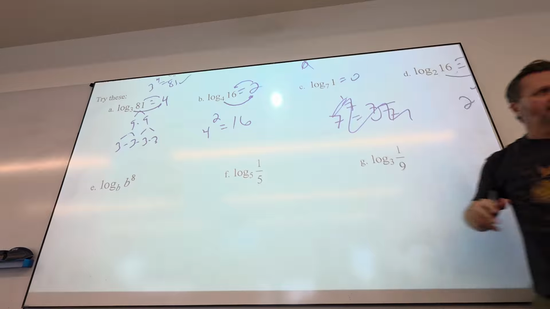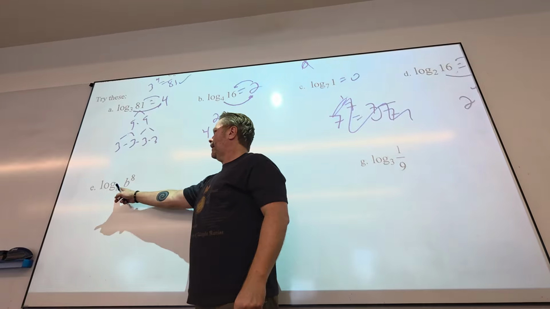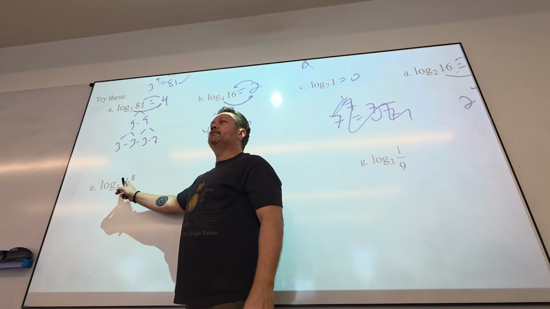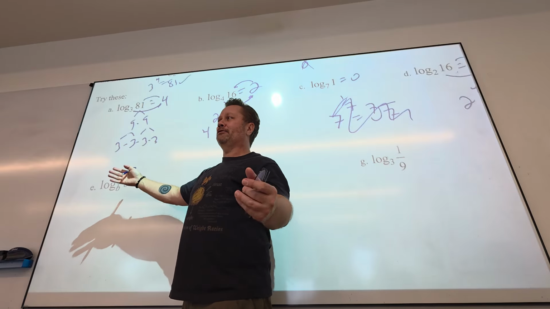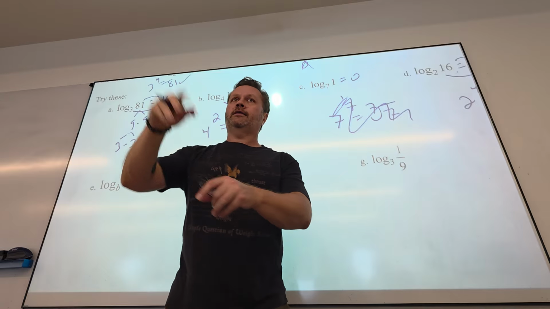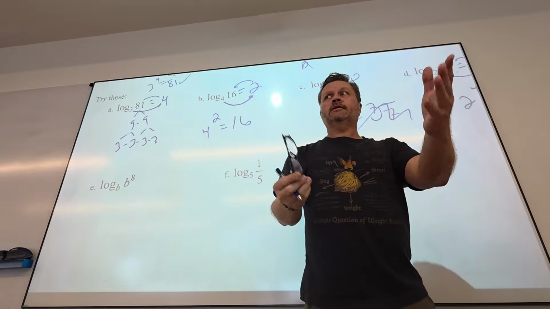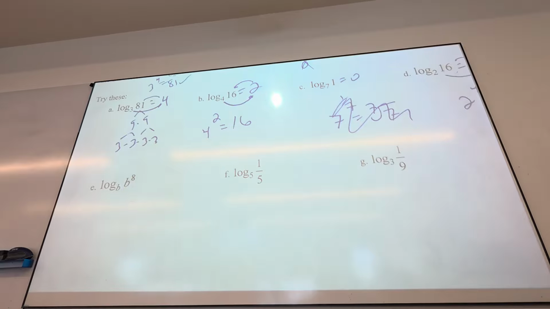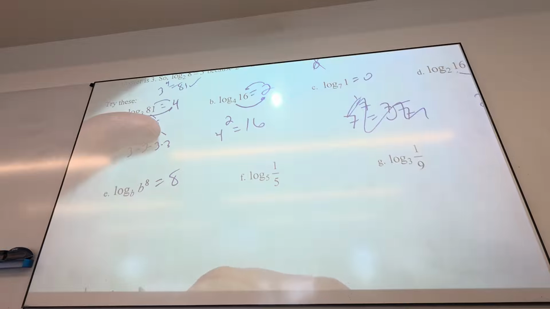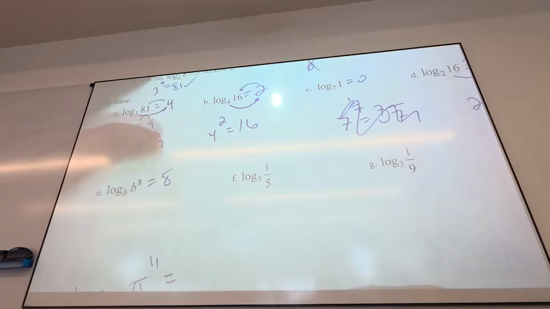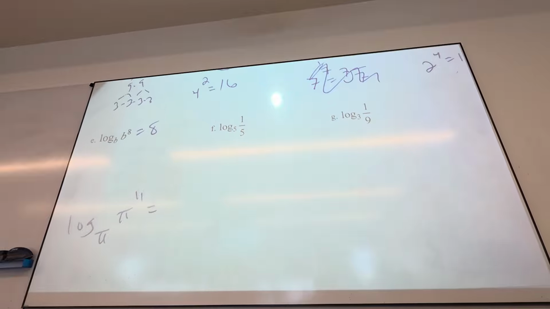So here's what it's asking. Literally, what power do you put on B to make it become B to the 8th? You put a power of 8 on it. Does everybody see that? I like to give freaky problems like, what's log base pi of pi to the 11th power? What would that be? 11.